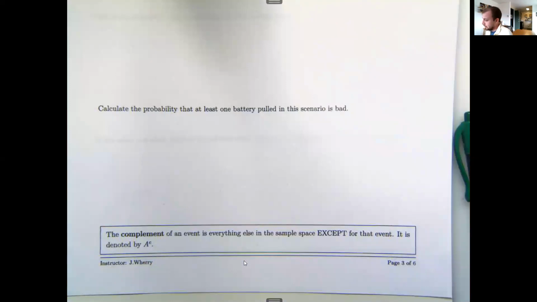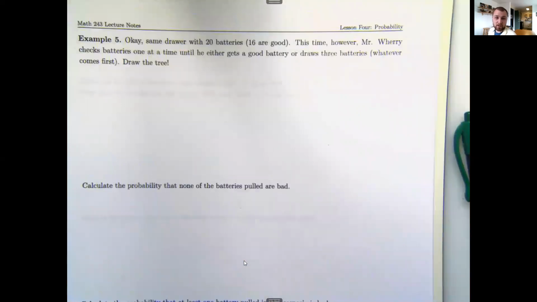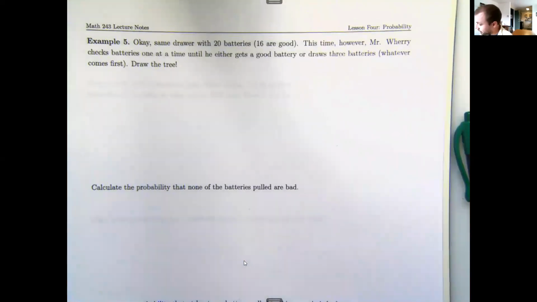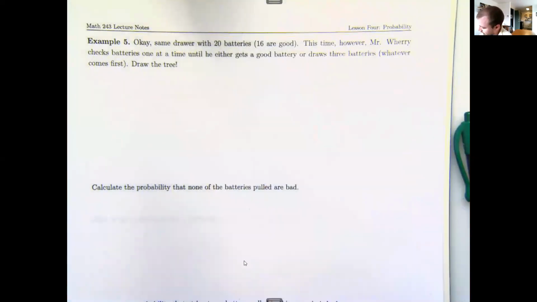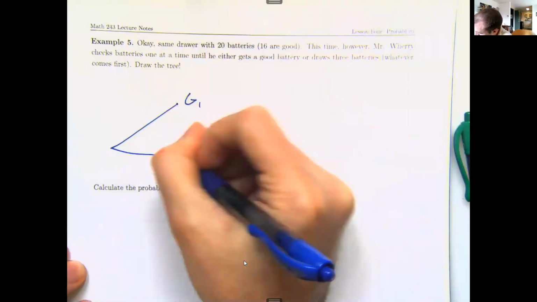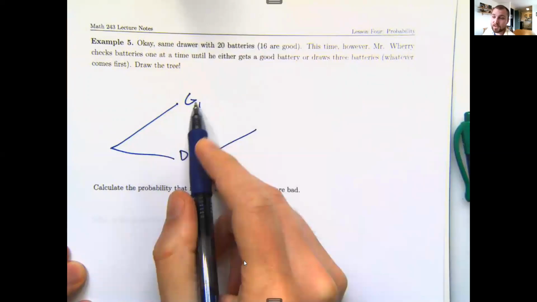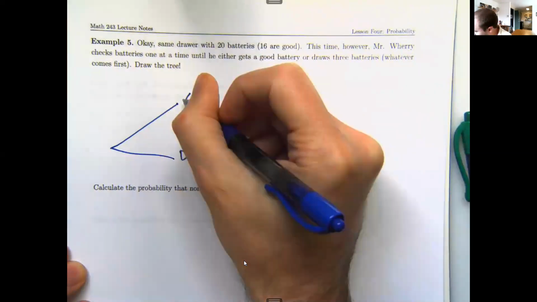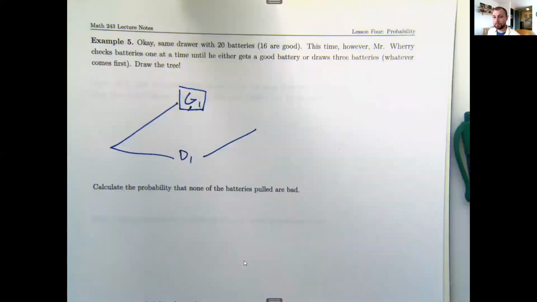Let's try another tree. 20 batteries, 16 of them are good, the rest are dead. I'm back to drawing one at a time until I get either a good or draw 3 batteries. So the first is either good or dead. If it's good, I don't keep pulling. So one of the spots where my tree can end is at just that letter G there. If it's dead, I keep going.